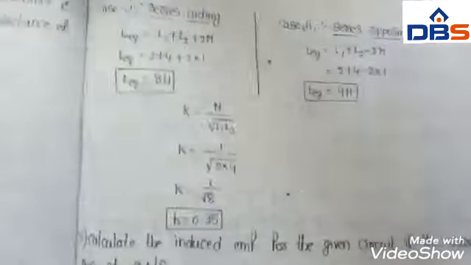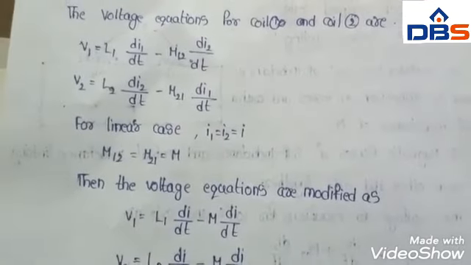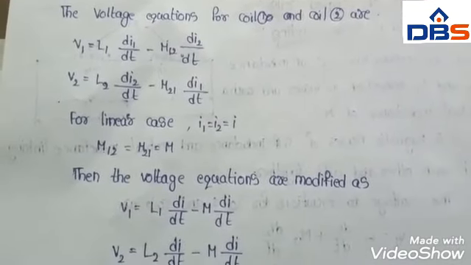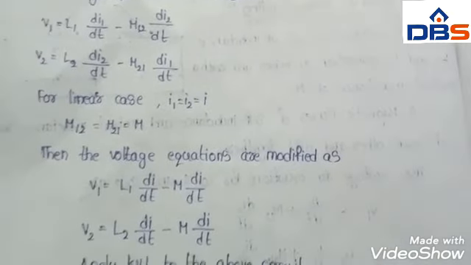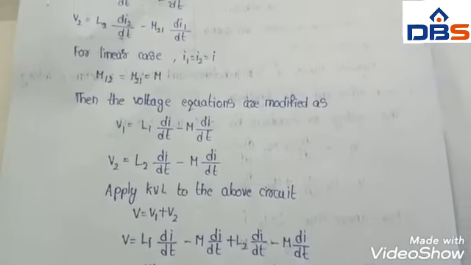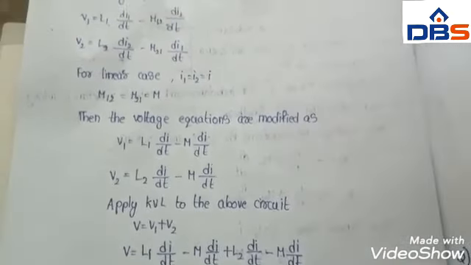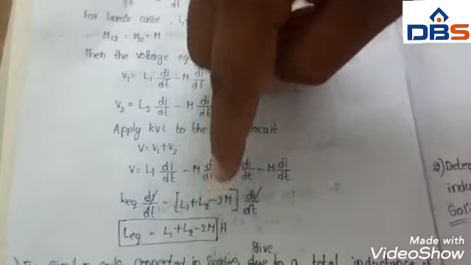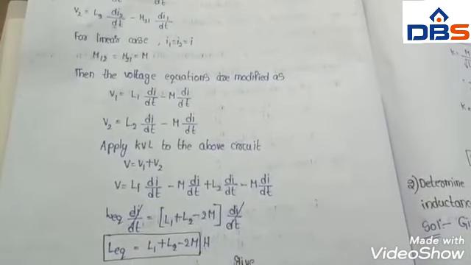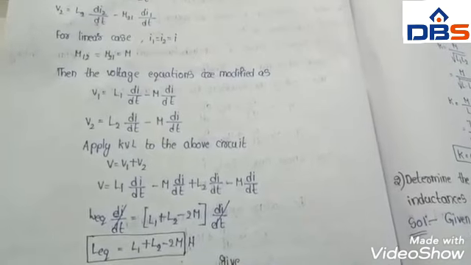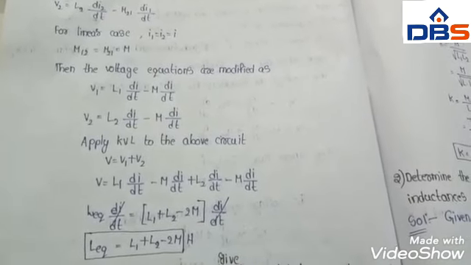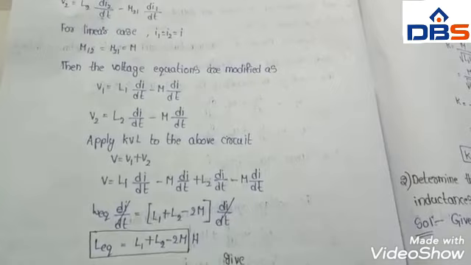In a similar manner, V1 = L1 dI1/dt - M12 dI2/dt and V2 = L2 dI2/dt - M21 dI1/dt. In the same manner, applying the same steps, we get L equivalent = L1 + L2 - 2M. Whereas series aiding, the equivalent inductance is L1 + L2 + 2M. Series opposing, equivalent inductance is L1 + L2 - 2M.